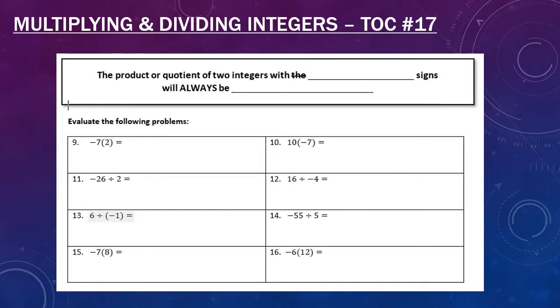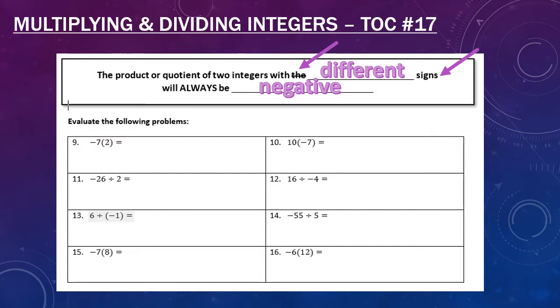Looking at the bottom, so at the top we were talking about two numbers that have the same signs. Now, when we get to the bottom, we're going to talk about products and quotients of two integers with, cross out the, different signs and add an S at the end of sign. If we have two numbers that have different signs, like one's positive, one's negative, or one's negative and one's positive, your answer will always be negative.